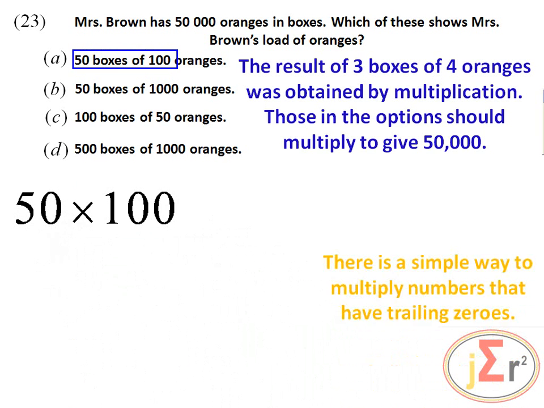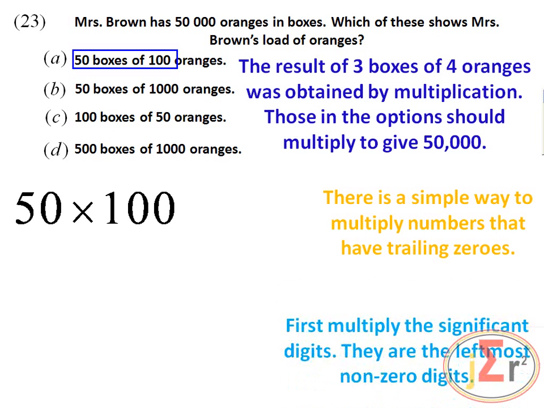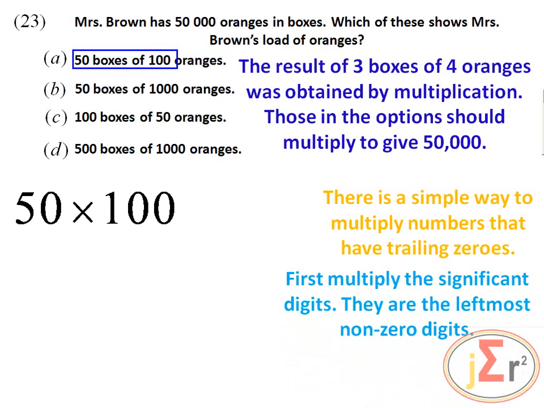50 times 100. What we will use option A to do is to demonstrate how we will multiply numbers that have quite a few trailing zeros. There is a simple way to multiply numbers that have trailing zeros. Here's a simple way of doing that. First, multiply the significant digits. They are the leftmost non-zero digits. So we multiply the significant digits.